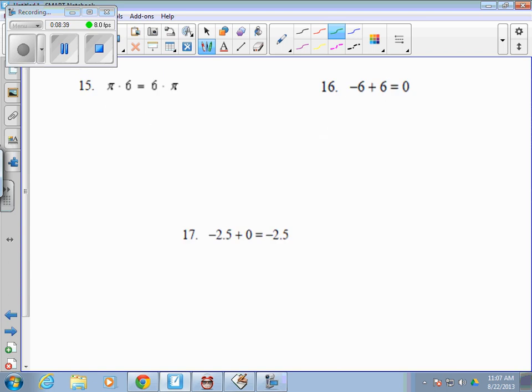15 says pi times 6 equals 6 times pi. The order of the things changed. They commuted from one side or one spot to the other, so that's the commutative property of multiplication.